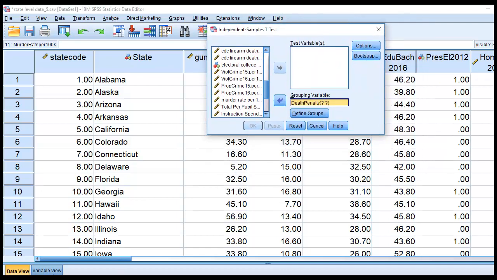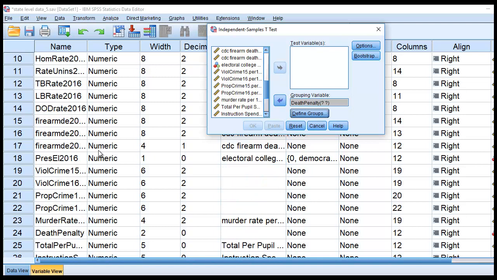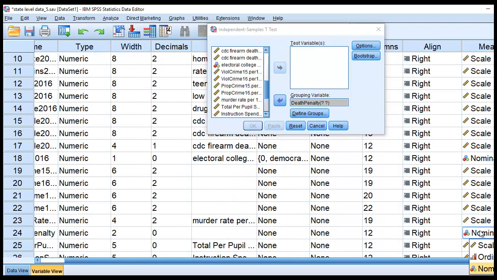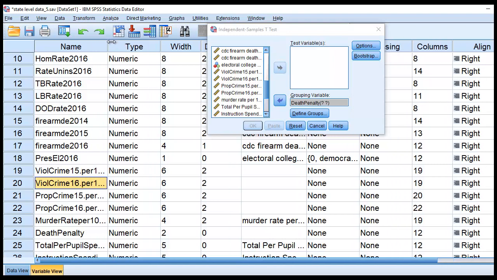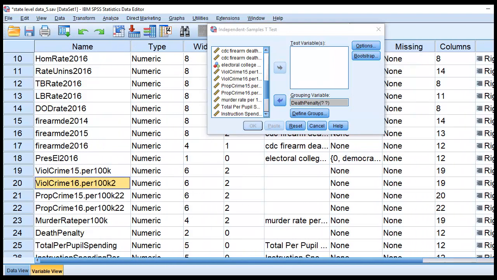So in the data set, by the way, just to show you what I'm talking about, there's the death penalty variable, and it's a nominally scaled variable. So it is a categorical variable, and let's say that I want to look at group differences in terms of violent crime rate. This is from 2016 right here. So this particular variable is a scale variable, and I'm just going to click on it and move it over to the test variables box.